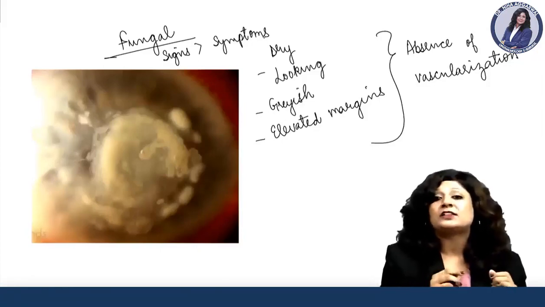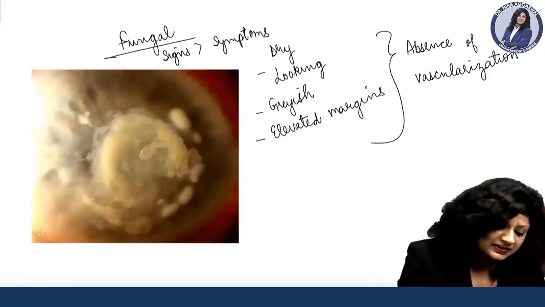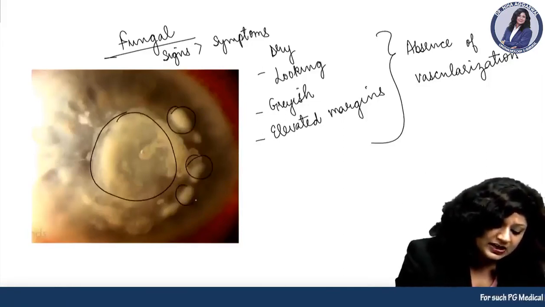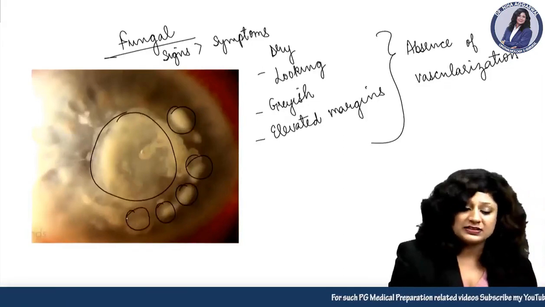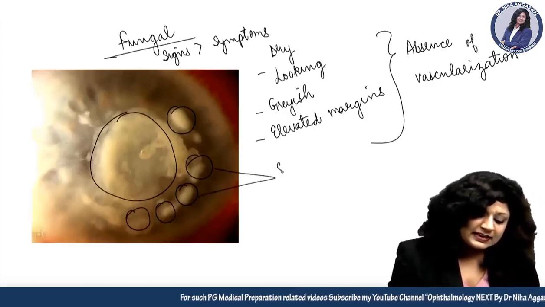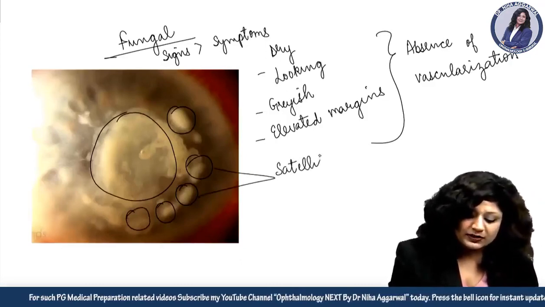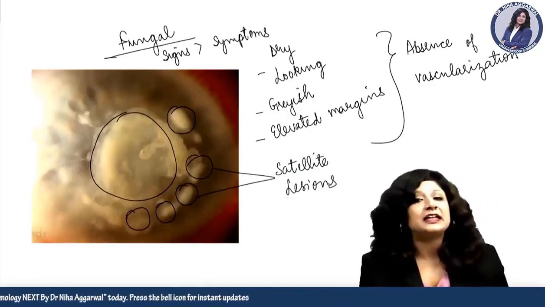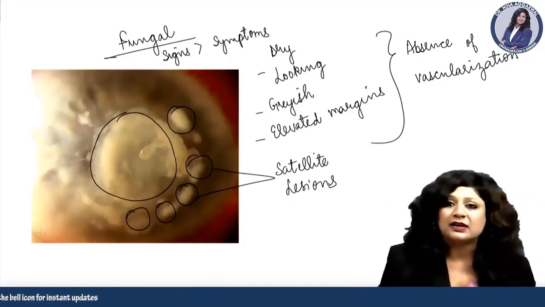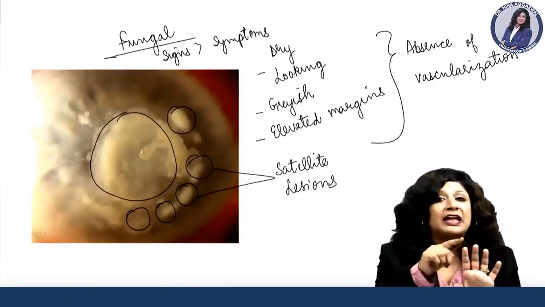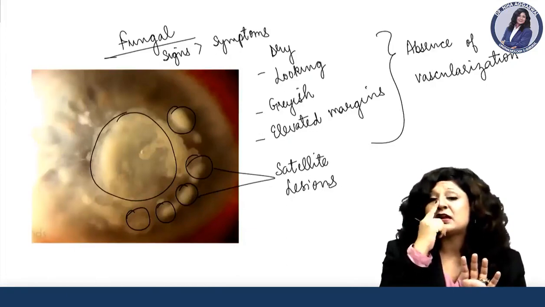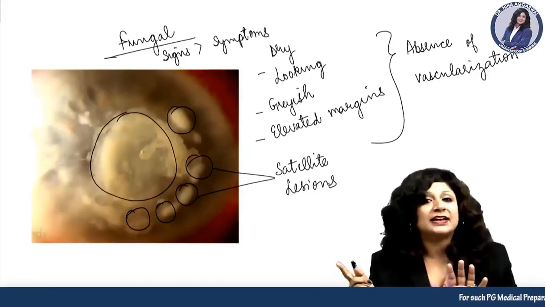All right. Now, what are the other important things? Can you see this single big ulcer along with multiple small ulcers? These multiple small ulcers are actually the satellite lesions. So, another important thing that you get here is the satellite lesions. We get satellite lesions in cases of fungal corneal ulcer due to the hyphae, the finger-like projections. Wherever these hyphae go, they create a small lesion, that is a satellite lesion.